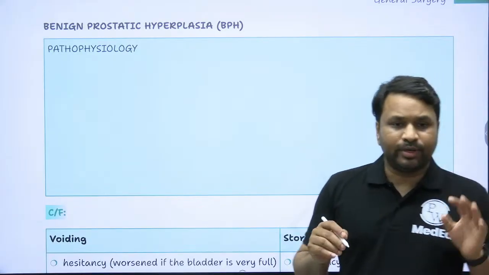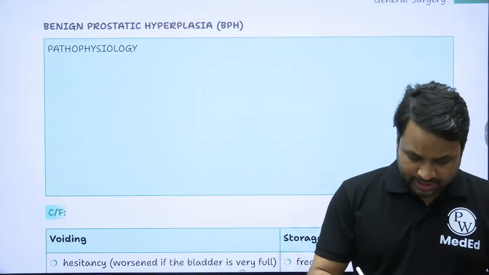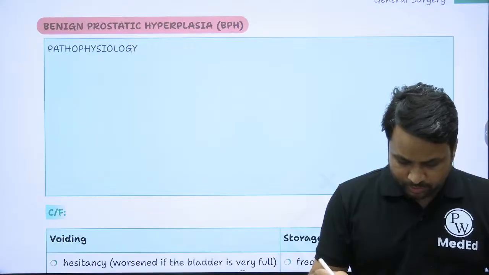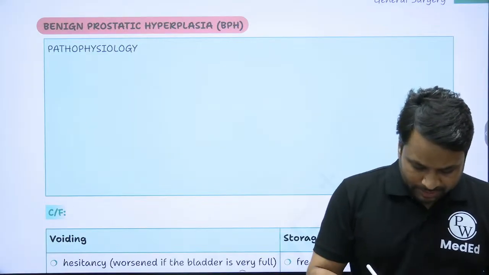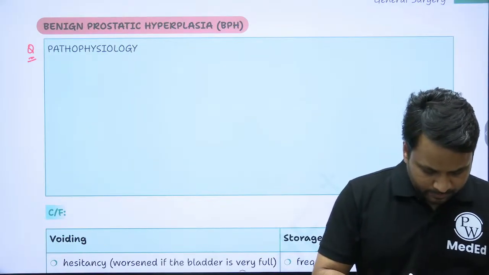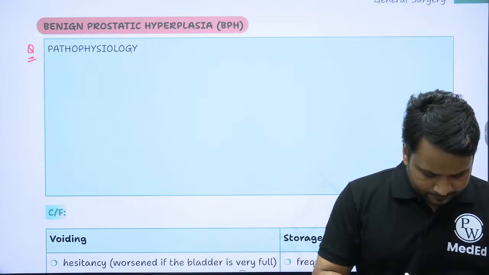Alright, so when you talk about BPH, that is benign prostatic hyperplasia, a couple of important things are important. Number 1 is going to be pathophysiology.